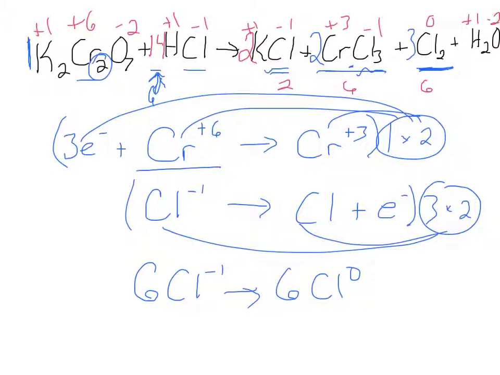And now all I have left is the water, and I have 14 hydrogens on the left. In order to get 14 hydrogens on the right, I'm going to need a coefficient of 7 in front of the water. And then double check with the oxygens. There's 7 oxygens on the right and 7 oxygens on the left. So that one is going to be balanced.